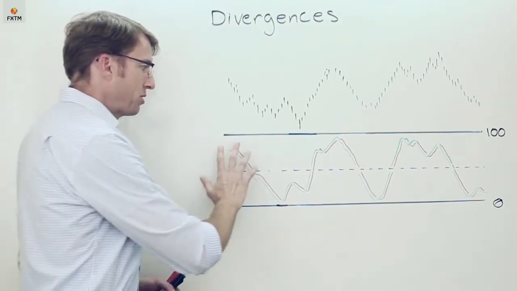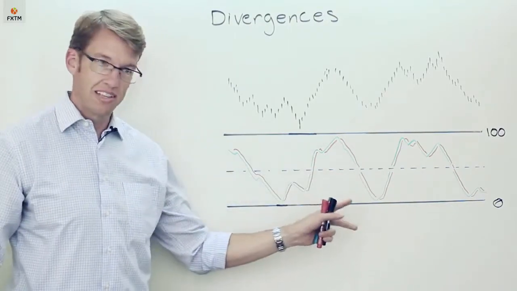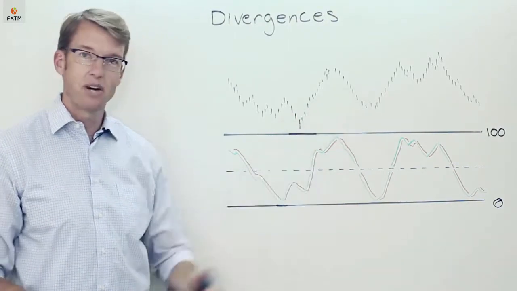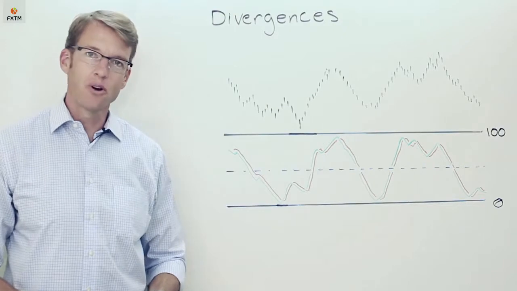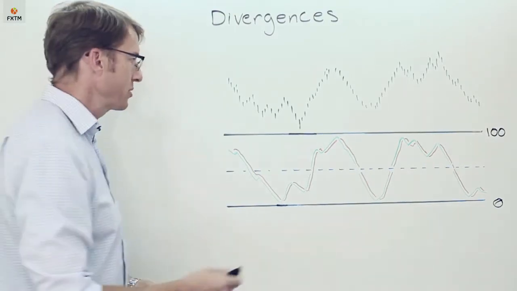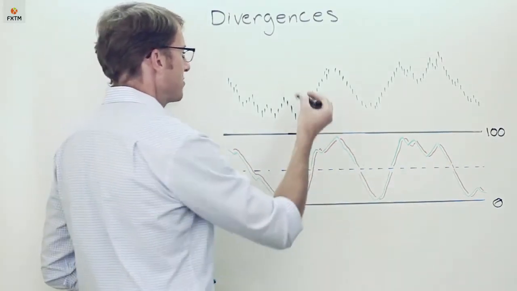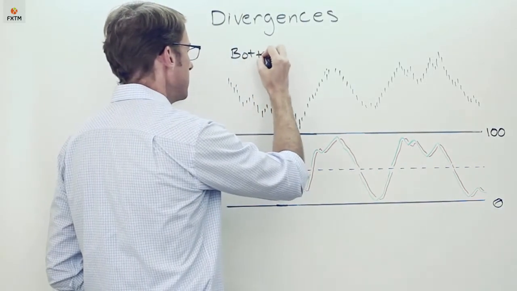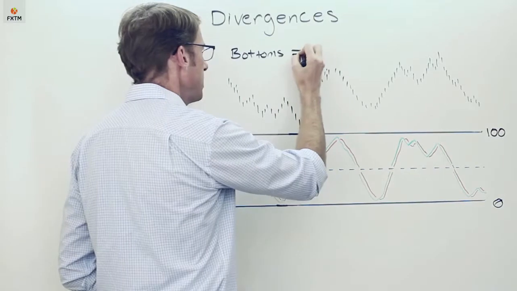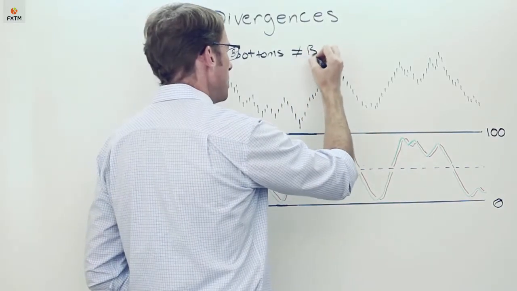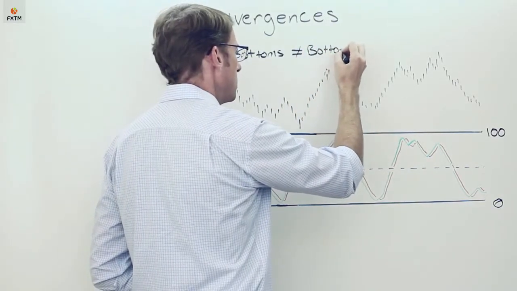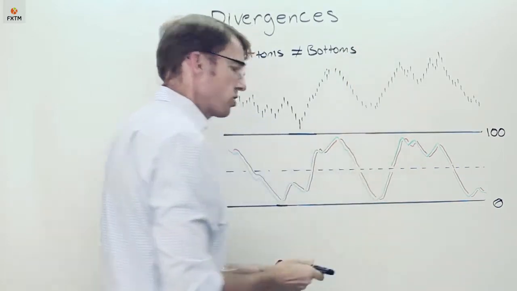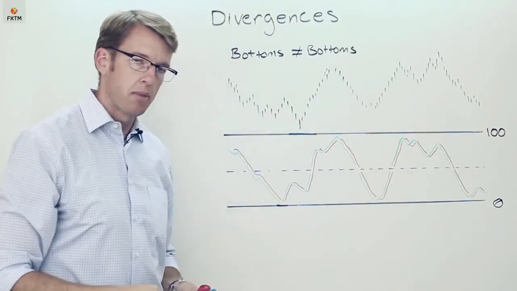So I've drawn an example of what a stochastics oscillator looks like here on the board with a draft price chart here. Now, what are we looking for with a divergence? Well, specifically what we're trying to identify are periods of time when bottoms on the price do not equal or don't match bottoms on the oscillator. So let me give you an example of what I mean by that.